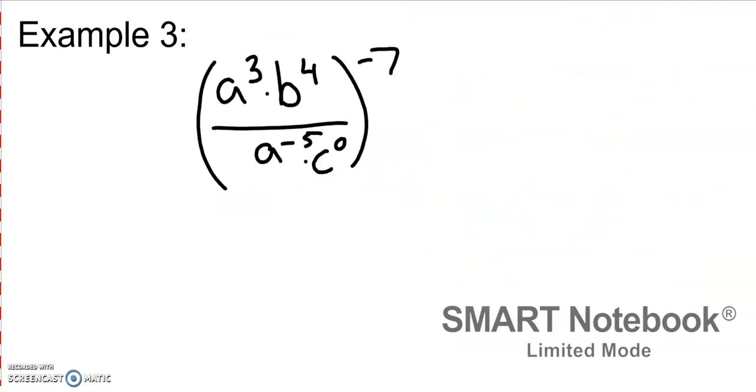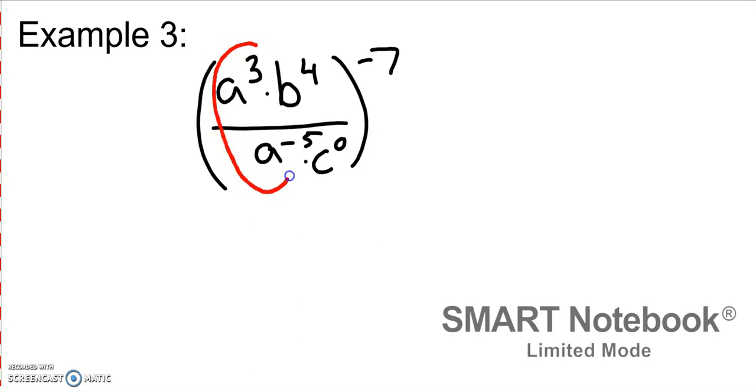Let's look at example 3. So example 3, we have the quantity a to the third times b to the fourth over a to the negative fifth times c to the 0th. Let's see if we can simplify using the quotient property without moving around locations here, because again, the quantity is raised to the negative exponent. So let's see what we can do here.